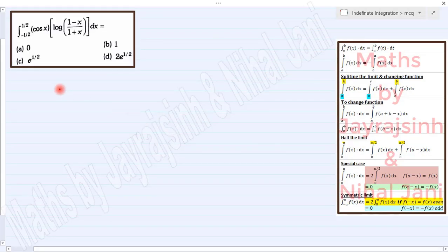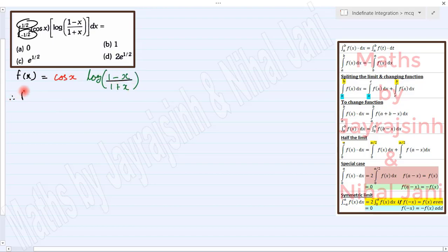Here we have to integrate cos x into log of (1 minus x upon 1 plus x) from minus 1 by 2 to 1 by 2. Here we have symmetric limit, so we should check whether our function is even or odd. So first of all, let's write down our function.